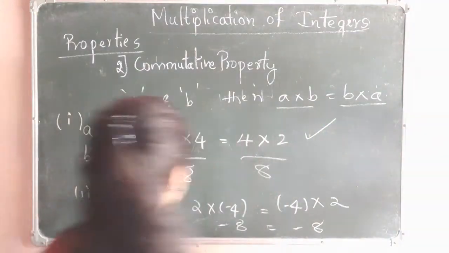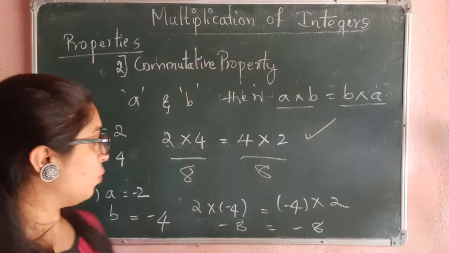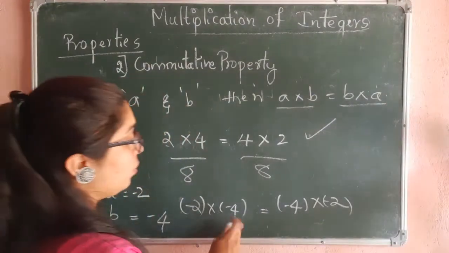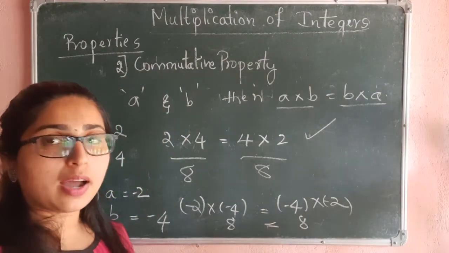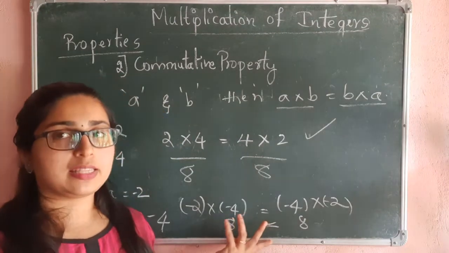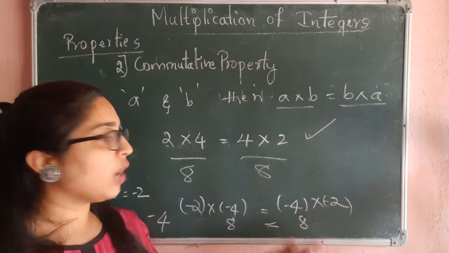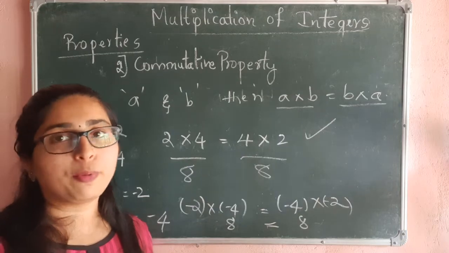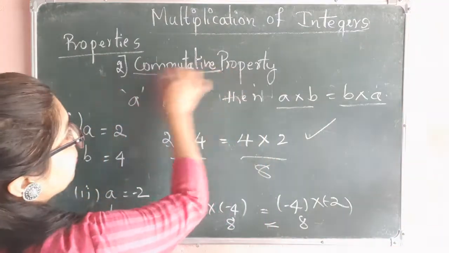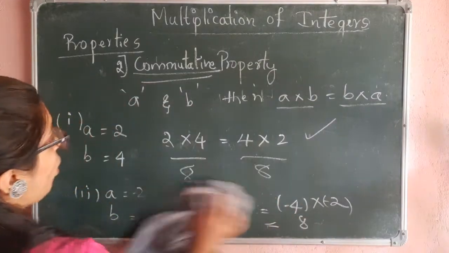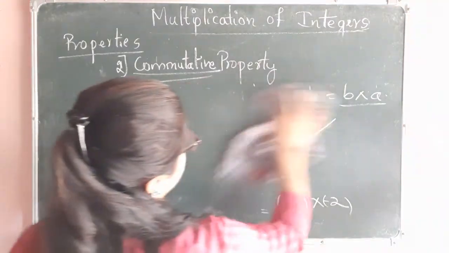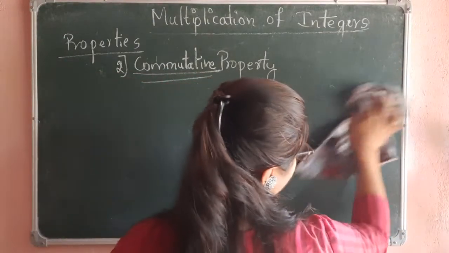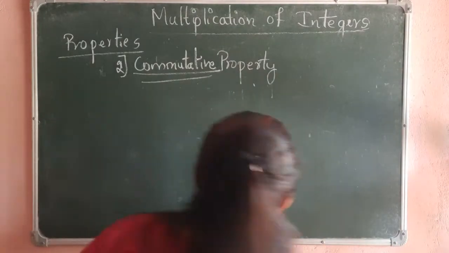Now if I take A is equal to minus 2, B is equal to minus 4, minus 2 into minus 4 and minus 4 into minus 2 both give you 8. So LHS is equal to RHS. In whichever order you are taking them, it doesn't affect your product. So we can say that the commutative property holds good for the multiplication of integers. Next, associative property.